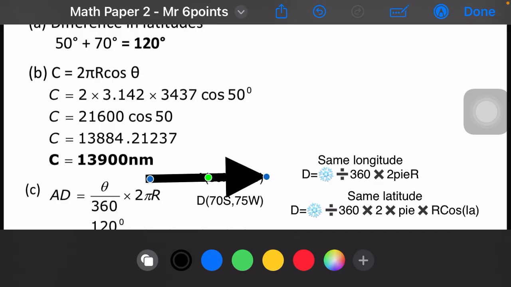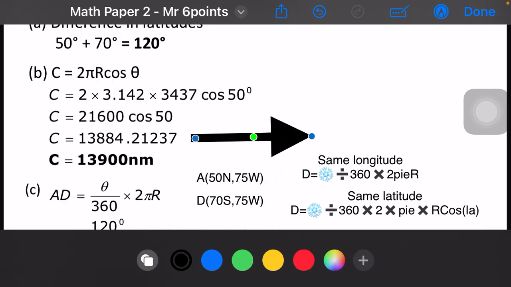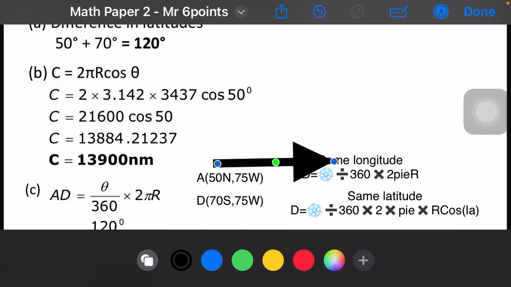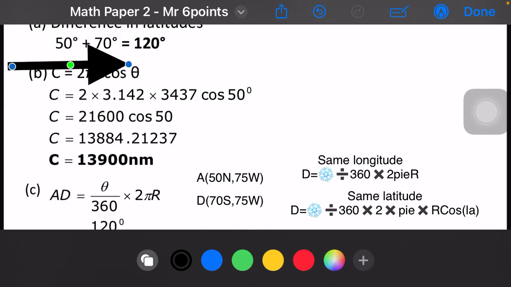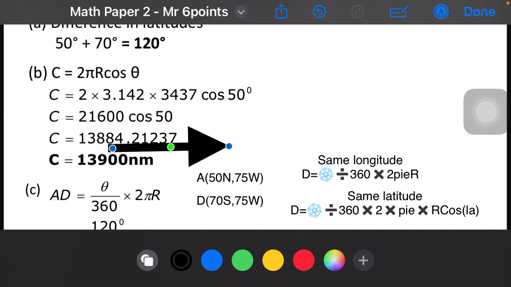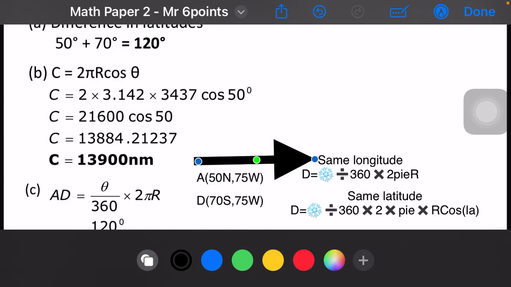Now there are two ways to find distance on the surface of the earth, or two formulas you need to know. The first formula you need to know is for when you have been given the same longitude. I'll explain, but the formula goes like this: distance is equal to pi. I don't have the pi symbol on my phone, but you can consider this symbol as pi.